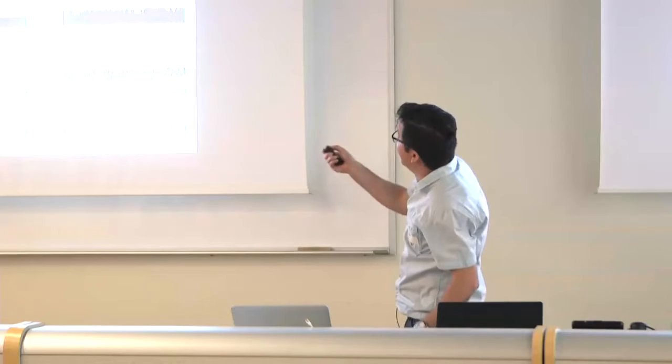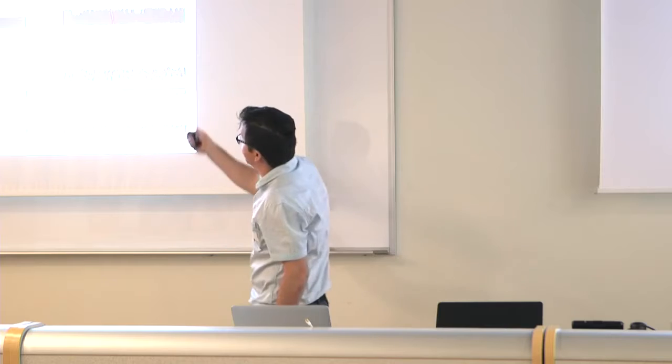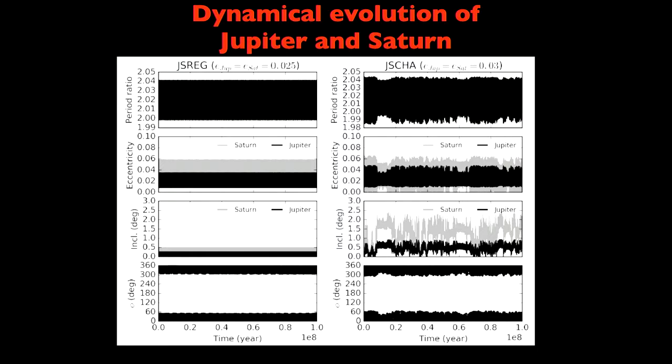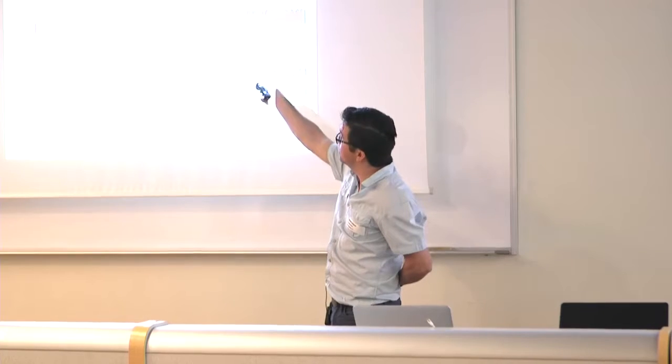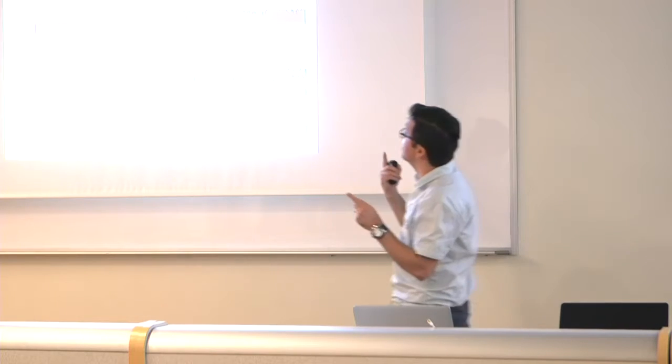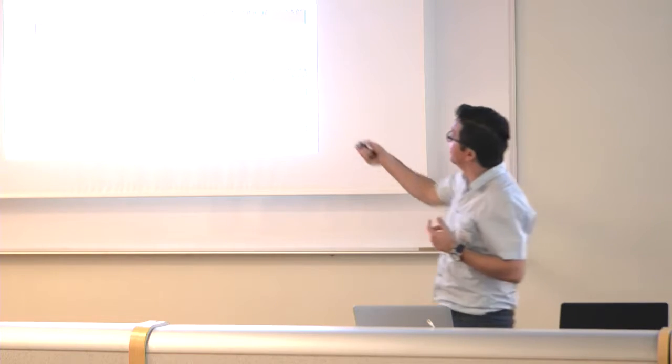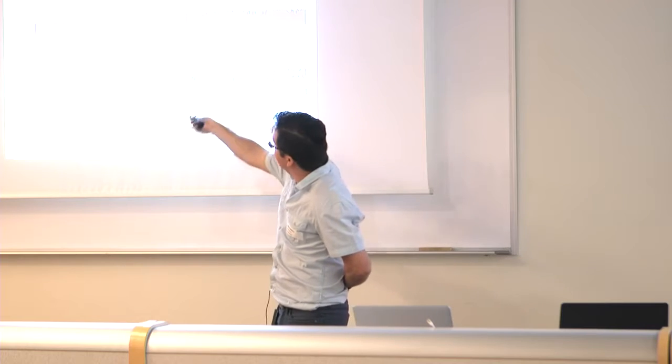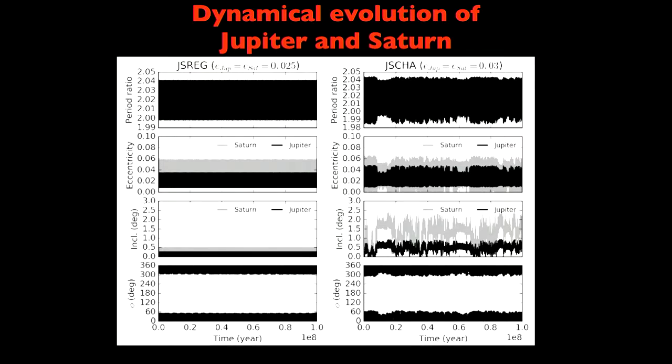Just to compare the kind of dynamical evolution that we have for Jupiter and Saturn in these two simulations, the regular one and the chaotic one. Here is the period ratio of the planets. They are basically near the 2-to-1 mean motion resonance. That basically means that Jupiter is going twice around the Sun and Saturn is going just once. They are in very synchronized orbits. And here you have eccentricity for both cases, and inclination and the resonant angle.